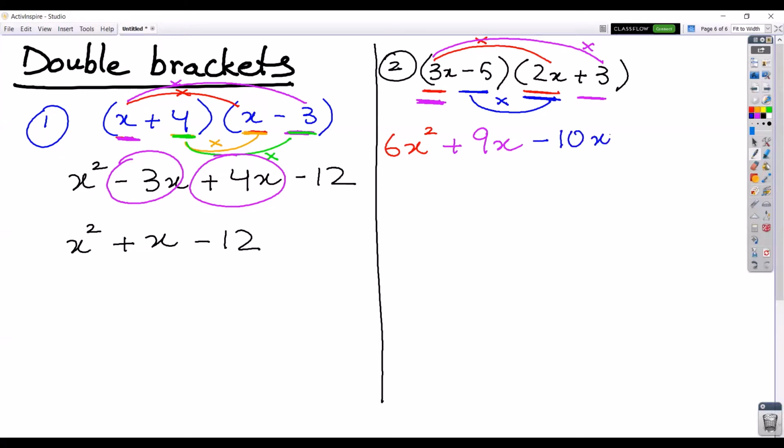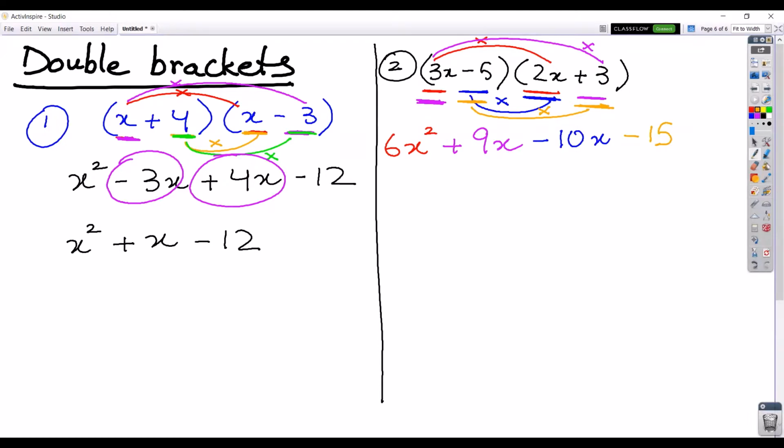And now, to get the last term, we're going to multiply the second term of the first bracket with the second term of the second bracket. So the second term of the first bracket is minus 5 and the second term of the second bracket is plus 3. So when you do minus 5 times plus 3, you'll get minus 15.